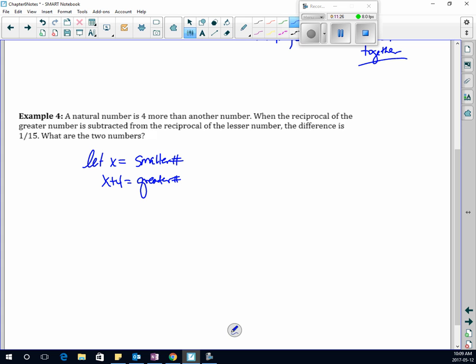So anyways, it's saying when the reciprocal of the greater number is subtracted from the reciprocal of the smaller number. So the reciprocal of the smaller number is 1 over x. And if I take the reciprocal of the greater number and subtract it from it, I get 1 over 15. So maybe try to understand how I got that, rewind, look at it, pause it. Again, it's subtracted from the reciprocal of the lesser number, right?